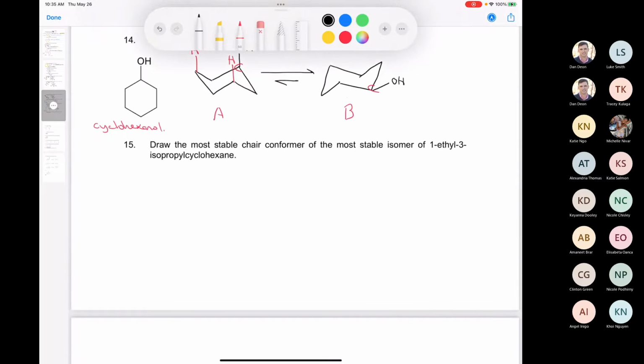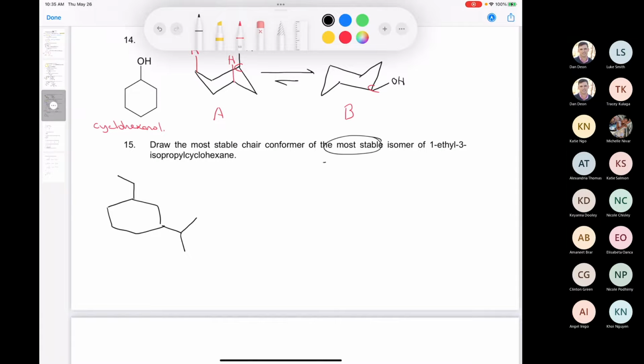Okay, it says draw the most stable chair conformer of the most stable isomer of 1-ethyl 3-isopropyl cyclohexane. So we've got a cyclohexane like this, and on carbon number 1, we've got an ethyl group, and on carbon 3, we've got an isopropyl. So we want to draw the most stable conformation possible. Well, the most stable conformation is going to be one where everything is equatorial, right?